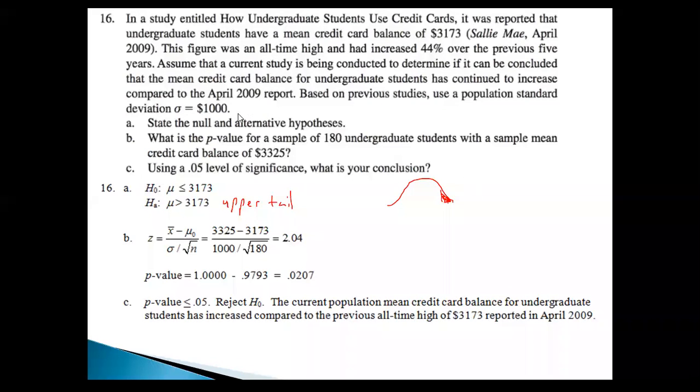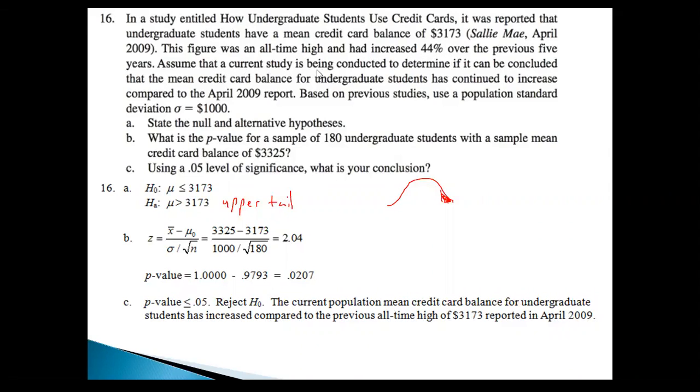Now, in a study titled How Undergraduate Students Use Credit Cards, it was reported that undergraduate students have a mean credit card balance of $3,173. So that's a key number there. This figure was an all-time high and had increased 44% over the previous 5 years.